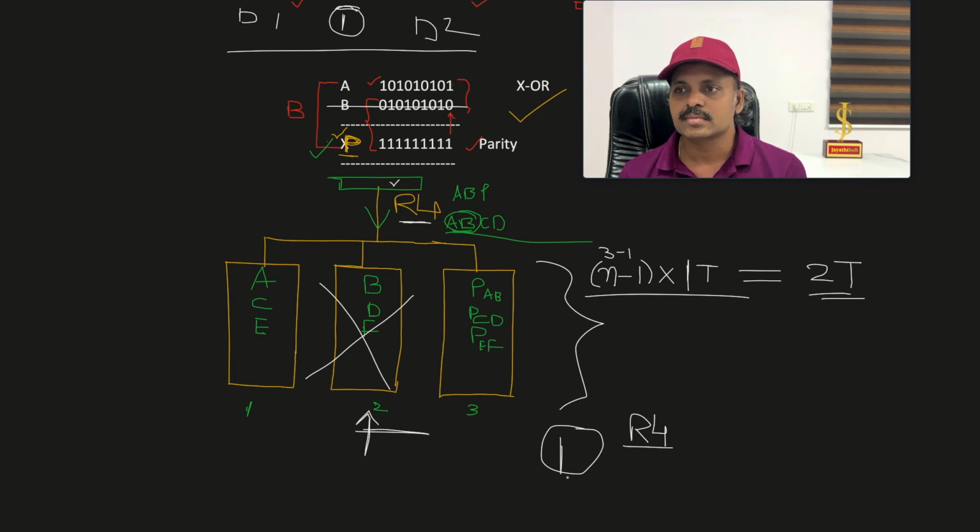Got it? So RAID 1 fault tolerance is 1 again. Till now, whatever we talked about, R0 has no fault tolerance. If one disk is gone, the entire data is lost. R1, one disk failure, so the fault tolerance of R1 is 1. R4, 1. R3, which we are going to talk about next, fault tolerance 1. R5, fault tolerance is 1.